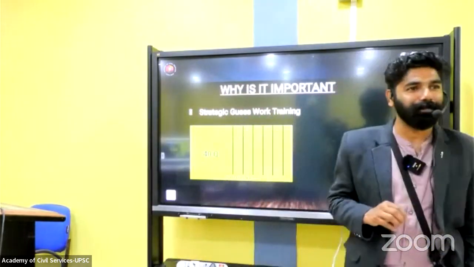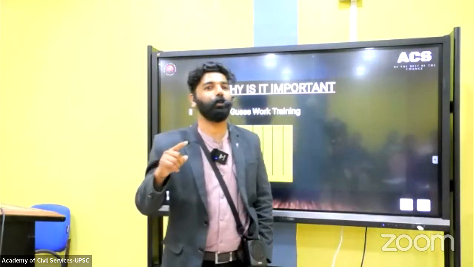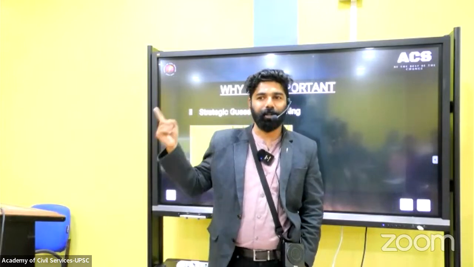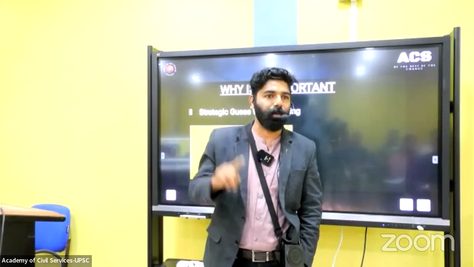5 into 2.5. 2.5. 5 into 0.5, how much is coming? 2.5. 35 into 2, 70 minus 2.5, then 67.5. That is the score you are getting in the prelims exam.